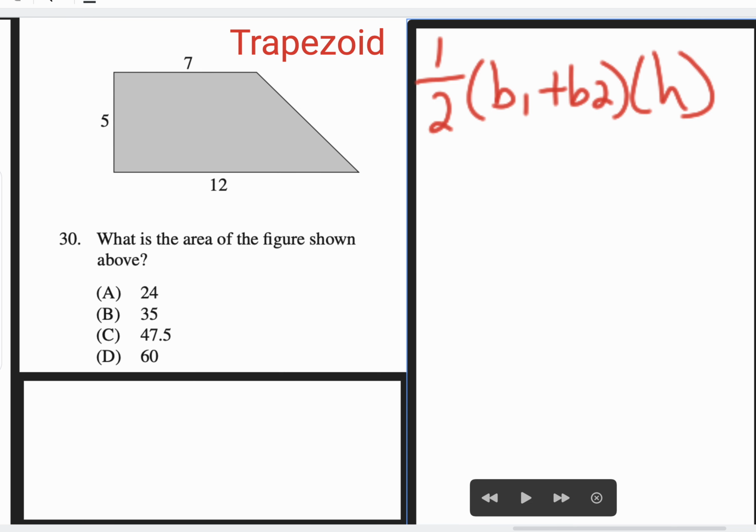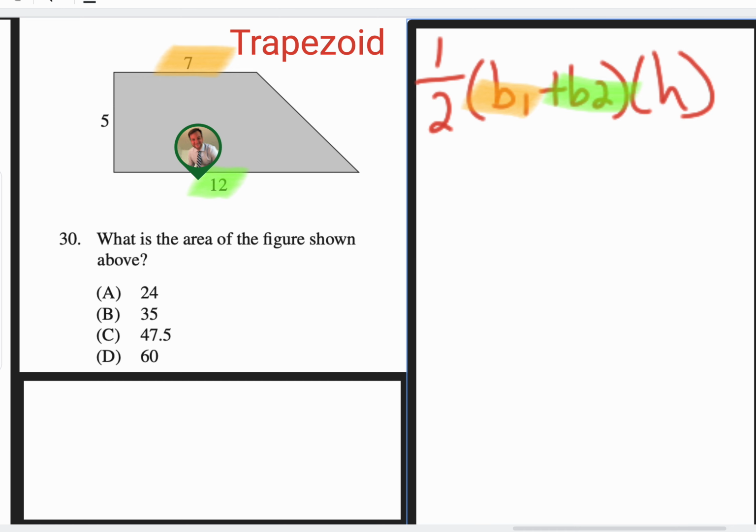So let's go ahead and highlight that. Our B1 is 7, our top base. B2 is 12, our bottom base. And our height is 5. Now let's plug these values into our formula.